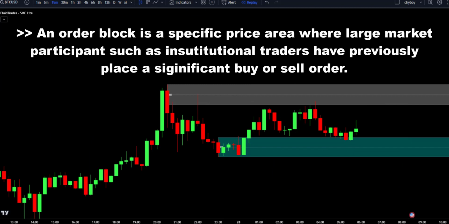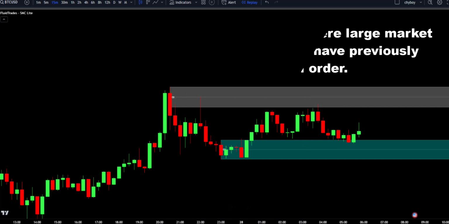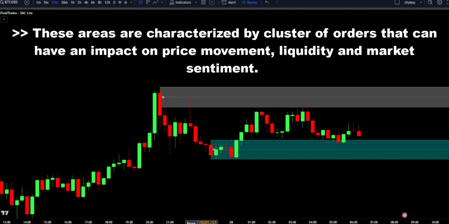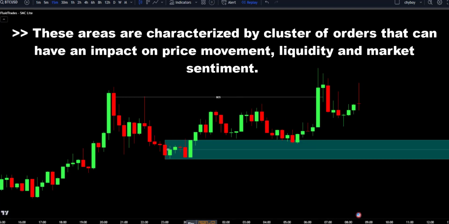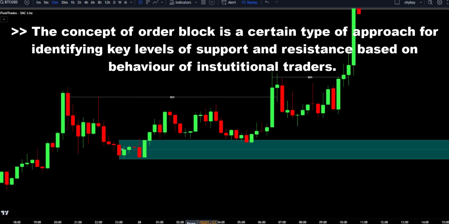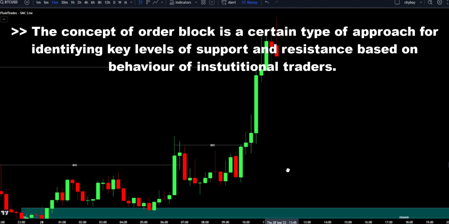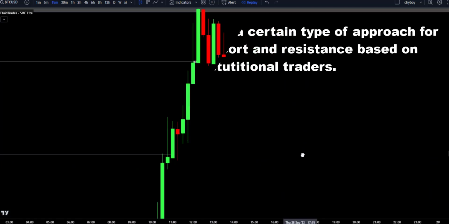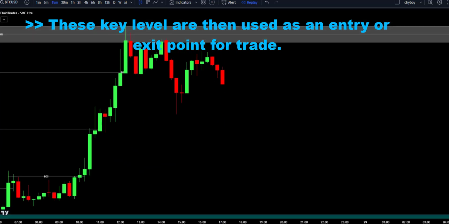An order block is a specific price area where large market participants, such as institutional traders, have previously placed significant buy or sell orders. These areas are characterized by clusters of orders that can have an impact on price movement, liquidity, and market sentiment. The concept of order blocks is a certain type of approach for identifying key levels of support and resistance based on the behavior of institutional traders. These key levels are then used as an entry or exit point for trades.